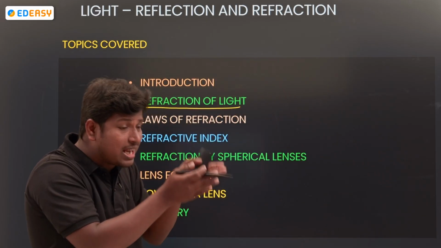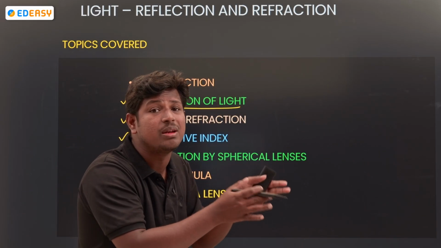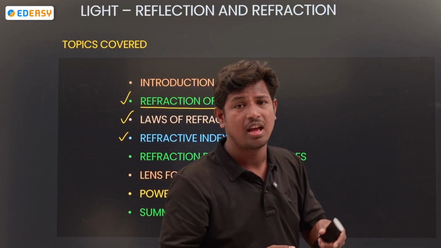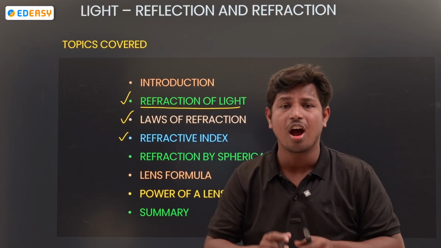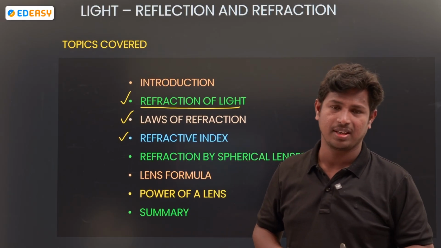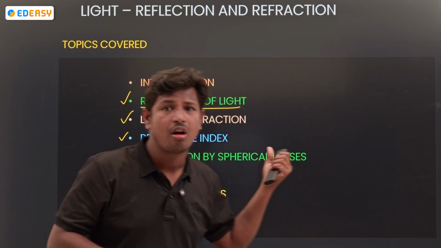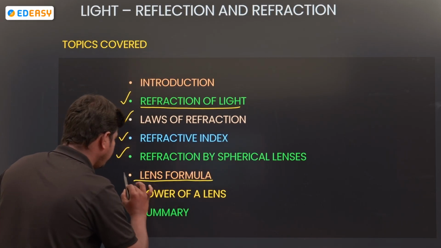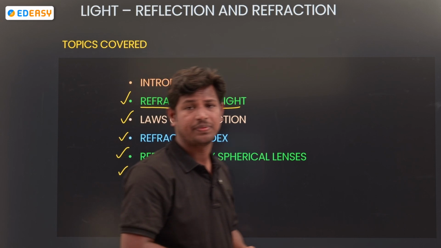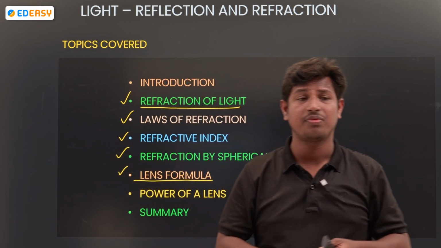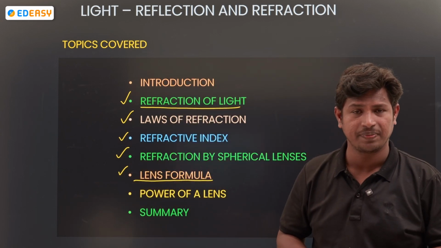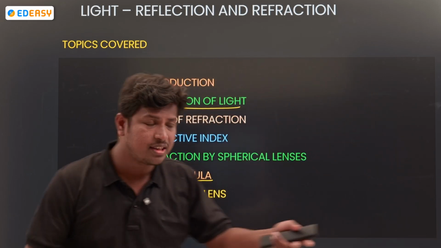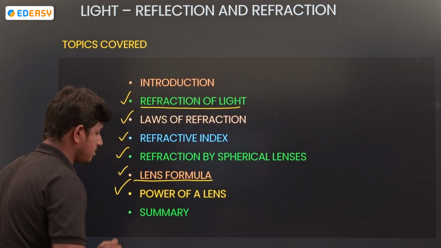If you use lenses, how will the refraction be? If you are using any object, obstacle or transparent material, how does refraction take place? So here, refraction by spherical lenses. Next, the lens formula. We use a lens to see objects and things, right? So here we will discuss the lens formula and then the power of a lens.